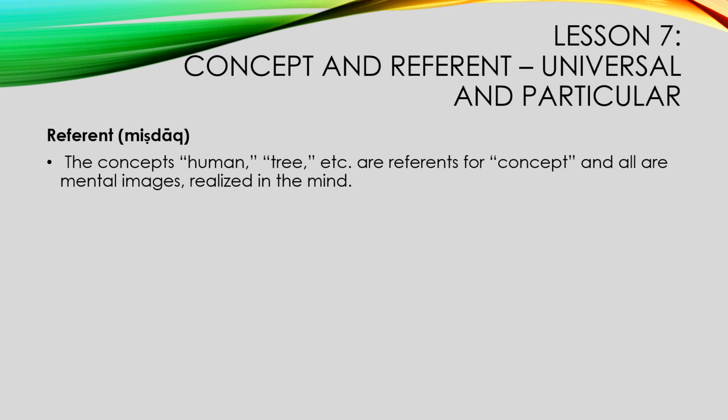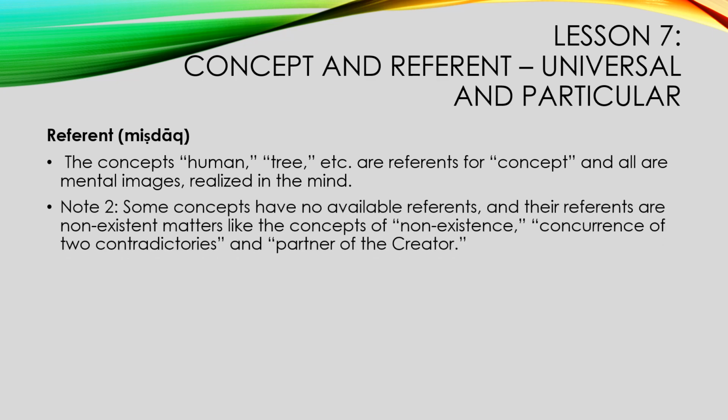The concepts human, tree, etc. are referents for concept, and all are mental images realized in the mind. Note number 2. Some concepts have no available referent, and their referents are non-existent matters, like the concepts of non-existence. There's no existence of the concept non-existence, or that of concurrence of two contradictions, and partner of the creator. We cannot imagine anything that could be a partner to the creator.